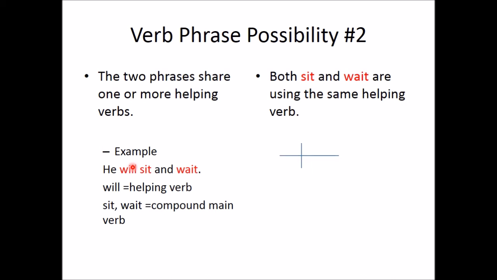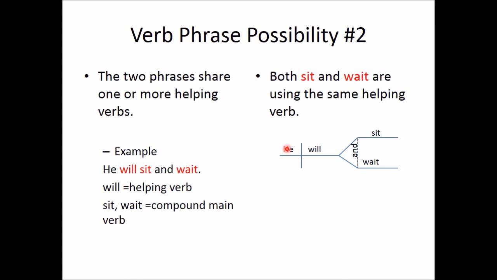So draw our T, always start with that T. You're going to put your subject on the left side, "he," and then "will," because it is the only helping verb, is going to go on the verb side before the split. Then we're going to split the verb line, and we're going to put "sit," one of the main verbs, on the top line, and "wait," the other main verb, on the bottom. And then we're going to add our coordinating conjunction.